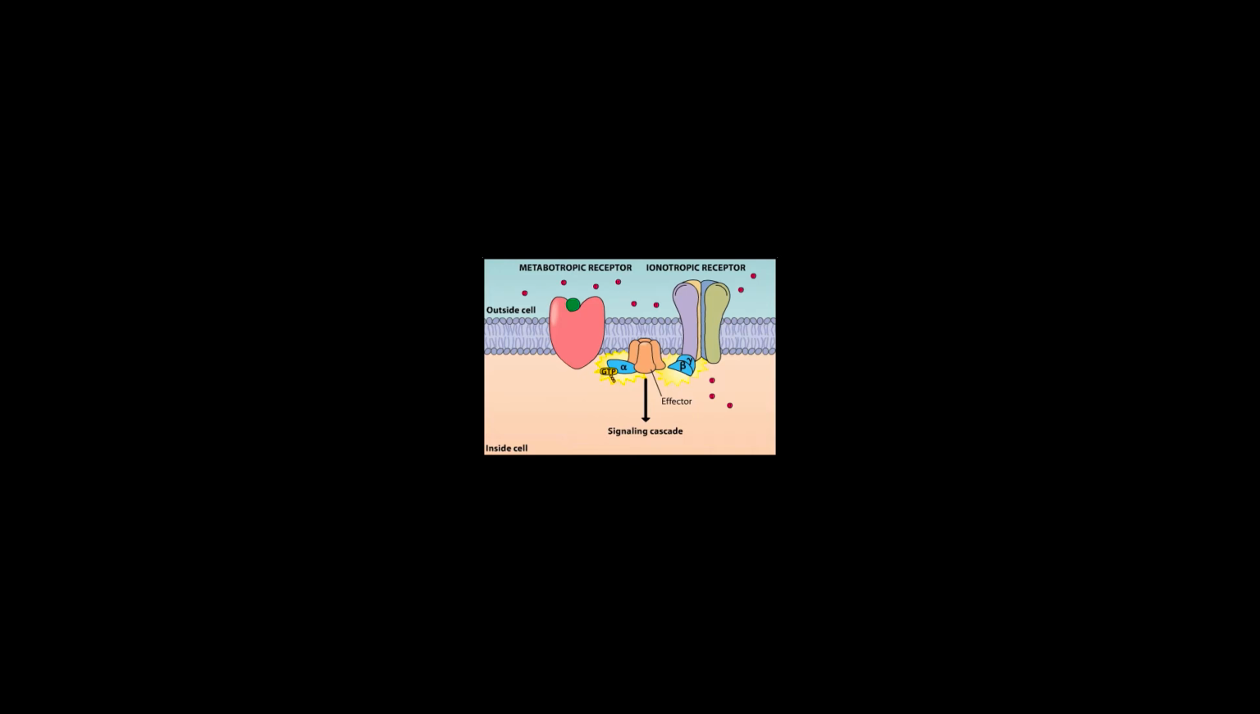The activation of metabotropic receptors typically produces much slower responses, ranging from hundreds of milliseconds to minutes or even longer. A given transmitter may activate both ionotropic and metabotropic receptors to produce both fast and slow postsynaptic potentials at the same synapse.